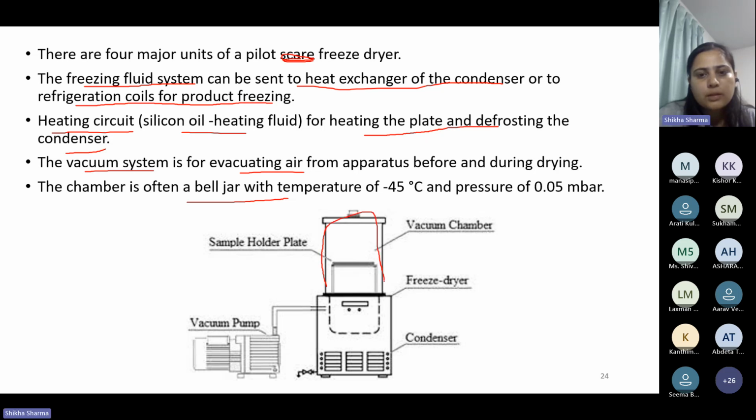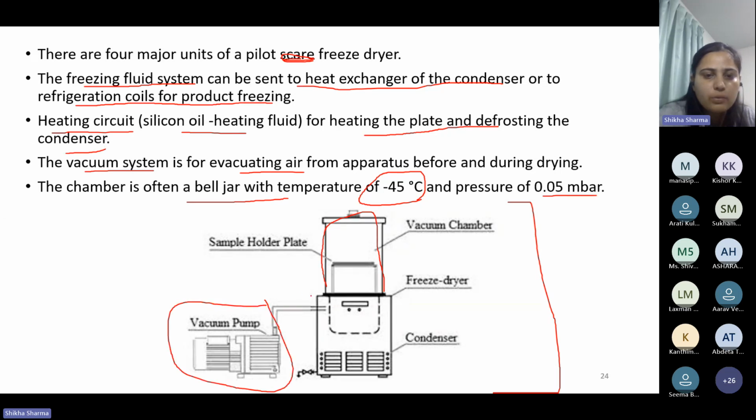Here the product temperature is maintained at -45 to -50 degrees, and the pressure is very low, 0.05 millibar. Like this we have the system. This is our usual freeze drying system where a vacuum pump is attached. It is evacuating the air. And here is a condenser system for cooling. This is where our product is placed. And here the vacuum is maintained.